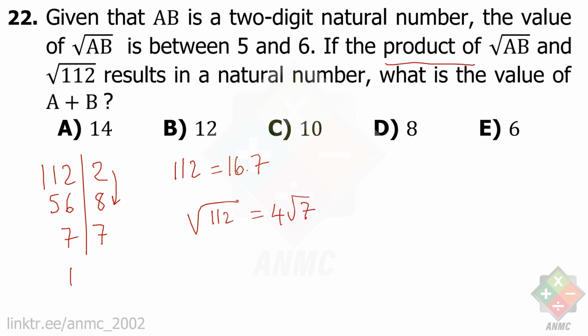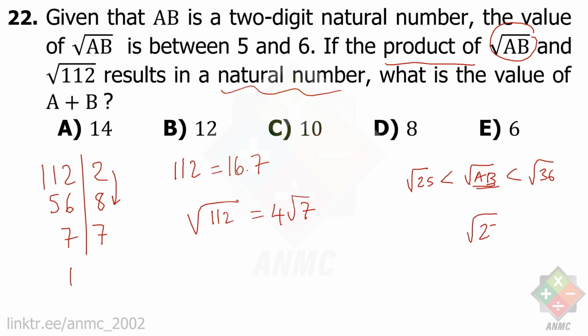If the product of a number and my number is a natural number, the number needs to involve root of 7. It must be related to root of 7 between root of 25 and root of 36. AB must be 28. Root of 28 includes root of 7 as 2 root 7. This means A is 2, B is 8, A plus B is 10. The answer is C.